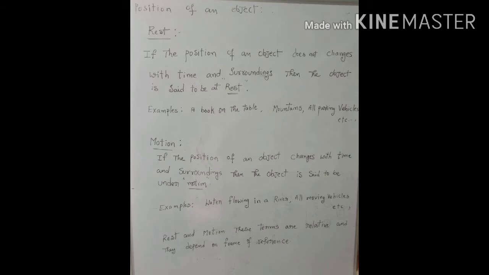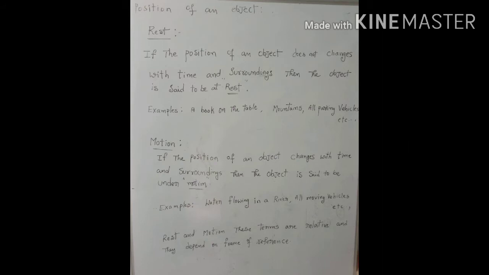So in kinematics, two words are most important. They depend upon the position of the object. First one is rest, second one is motion. Definition of rest. If the position of the object does not change with time and surroundings, then the object is said to be at rest.